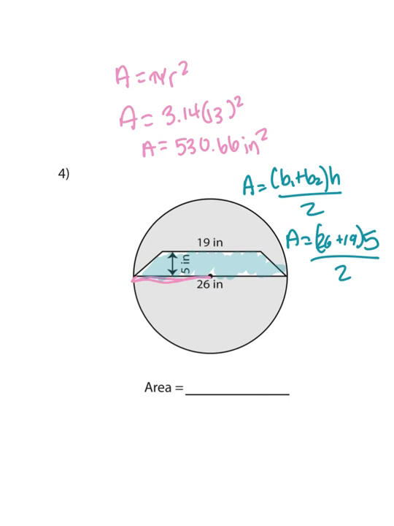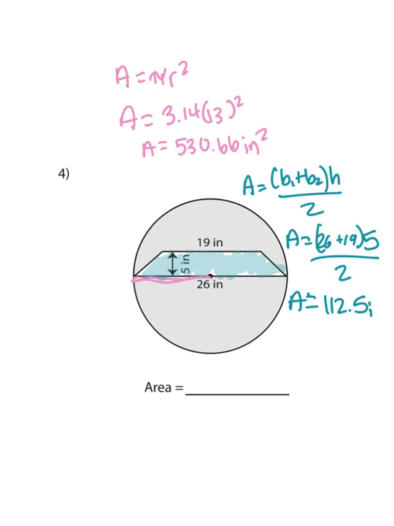And then I'll divide that by 2. So what I'll put in my calculator is 26 plus 19. You need to make sure you do parentheses so that it knows to add that first and then multiply that by 5 and divide it by 2. And I'm going to get 112 and 5/10.